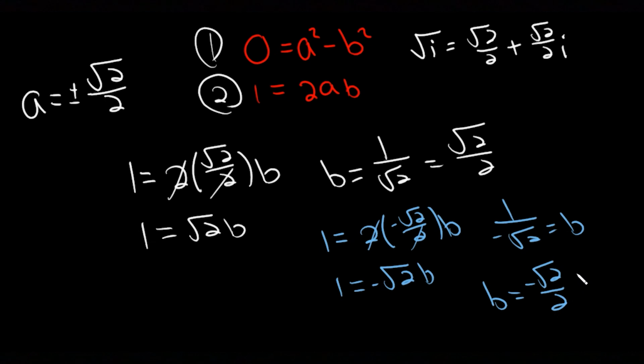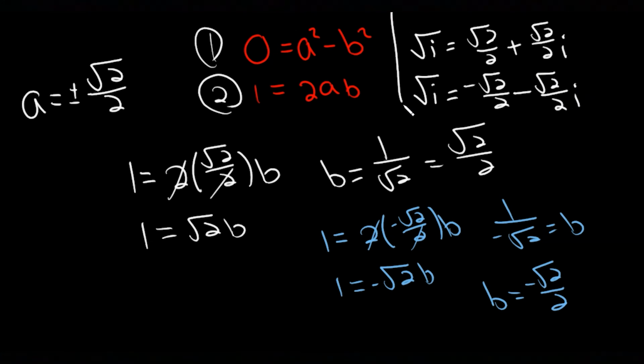So let's go ahead and write down our last answer here. So the square root of i is equal to, again, I plugged in a negative square root of 2 all over 2 for a. And I returned a negative square root of 2 all over 2 for b. Don't forget your i, and there it is. Okay, so here's our answer. All right, so that is the square root of i. Again, we used algebra to solve that, and that's pretty much it.